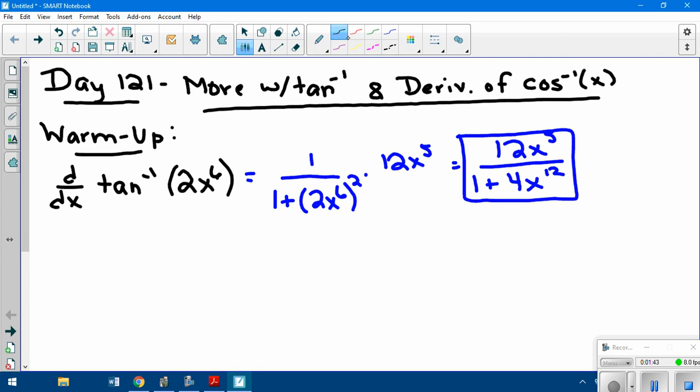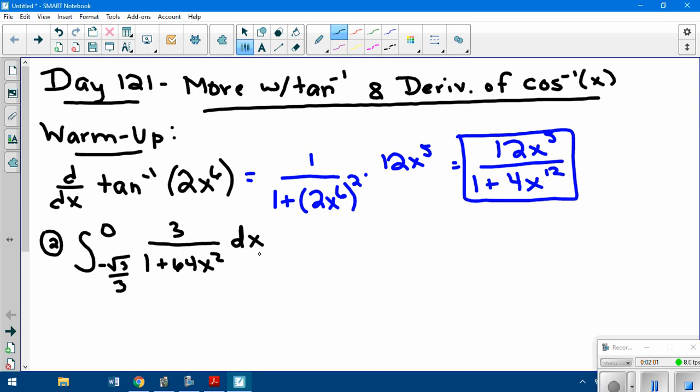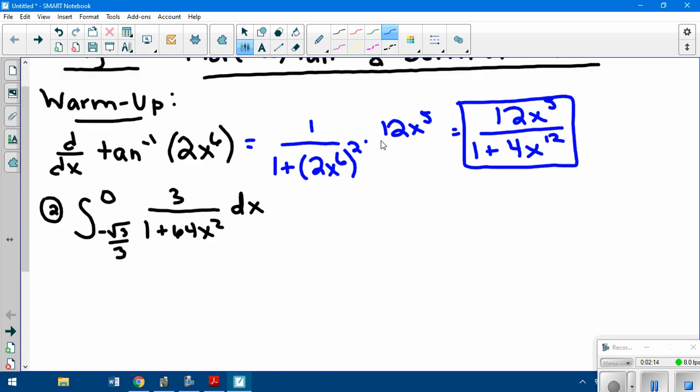Number 2. Let's take the integral from negative radical 3 over 3 to 0 of 3 over 1 plus 64x squared dx. Now just those bounds alone should give you a clue that it has to do with trig inverse, because think of radical 3 over 3. When do you see that? When you're evaluating triangles. So you have to think, is it sine inverse or tan inverse? And it's tan inverse because there's no radical. There's a plus on the bottom.